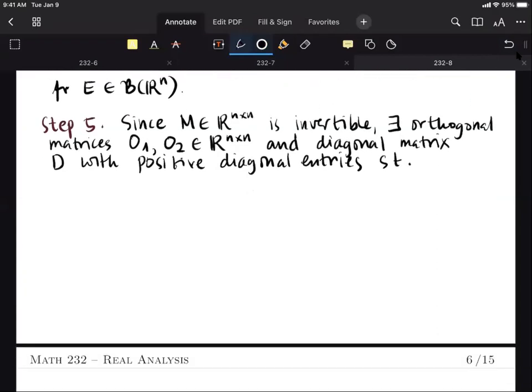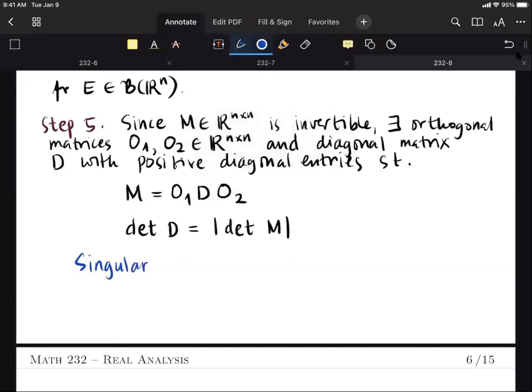Such that M is the product of orthogonal O1, diagonal D, and orthogonal O2. And then the determinant of D is equal to the absolute value of the determinant of M. And this is called the singular value decomposition of your invertible matrix M.